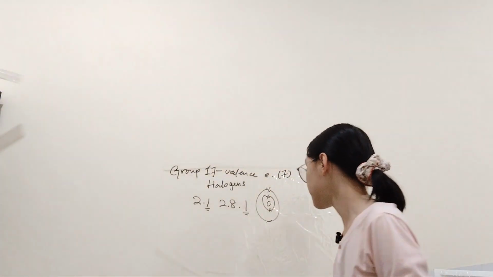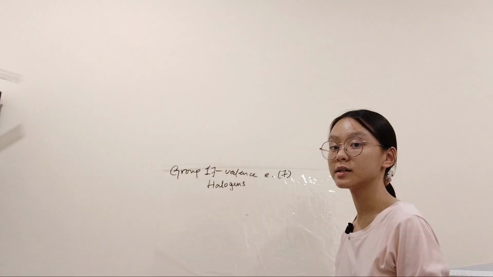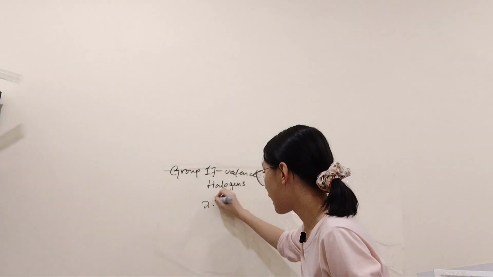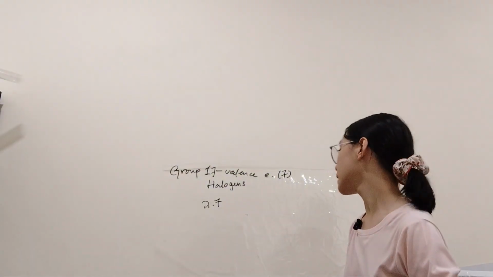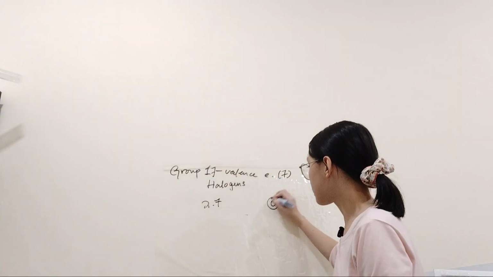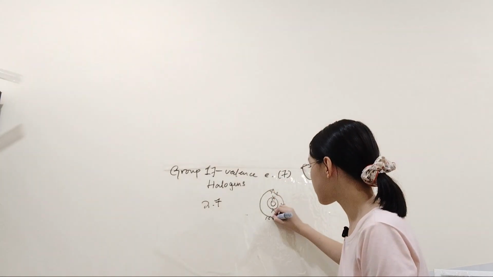So that is the most convenient way. But for group 17, it's the opposite. They have 7 as their valence electron. Meaning, in this scenario, this is what it would look like. 1, 2 here, then boom, 1, 2, 3, 4, 5, 6, 7.